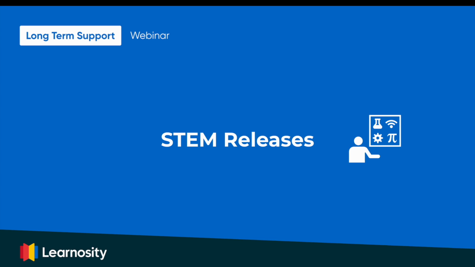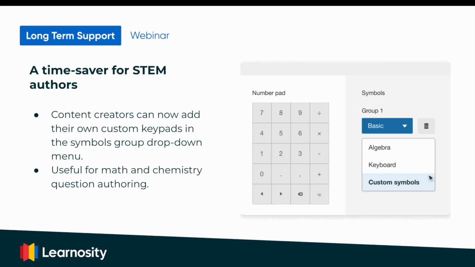Thanks, Monet. Next up, let's take a look at our updates in STEM. First up, we have a time saver for STEM authors. For speedy selection while authoring, content creators can now include their own custom keypads in the Symbols Group drop-down menu for math and chemistry question types. Let's take a look at a demo.